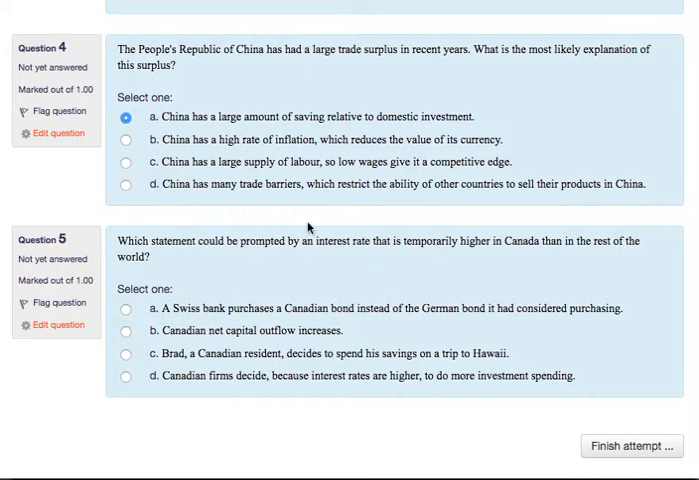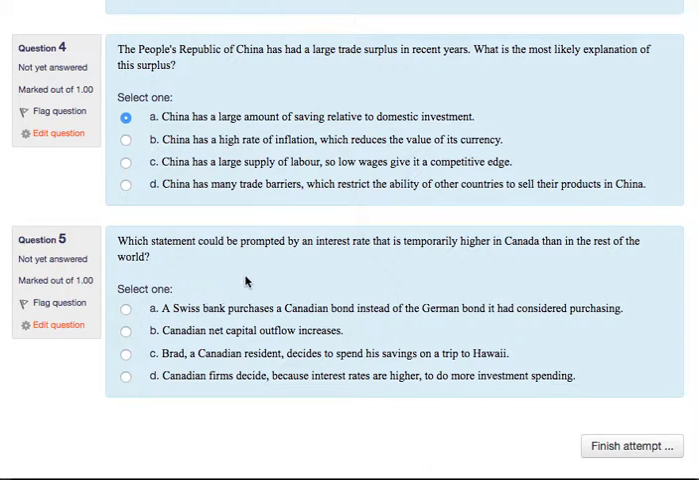China has made trade barriers which restrict the ability of other countries to sell their products in China. Even if that was the case, if you look at the impact of trade barriers on balance of trade in the chapter, you'll see that this will not occur for this reason.